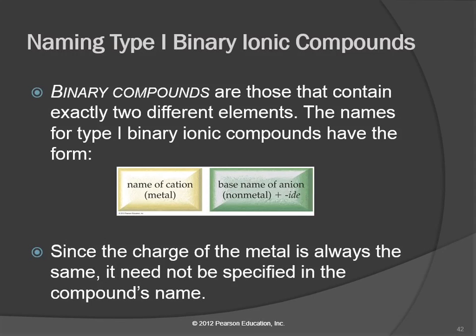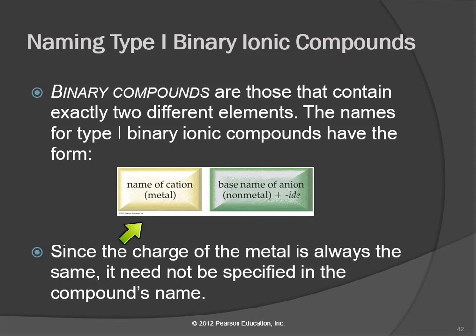So picking up where we left off, we were talking about ions. We're going to learn how to name ionic compounds. First, we're going to talk about binary ionic compounds. What does the word binary mean? Two. A binary ionic compound has two elements in it. Exactly two. You have a metal and a nonmetal.